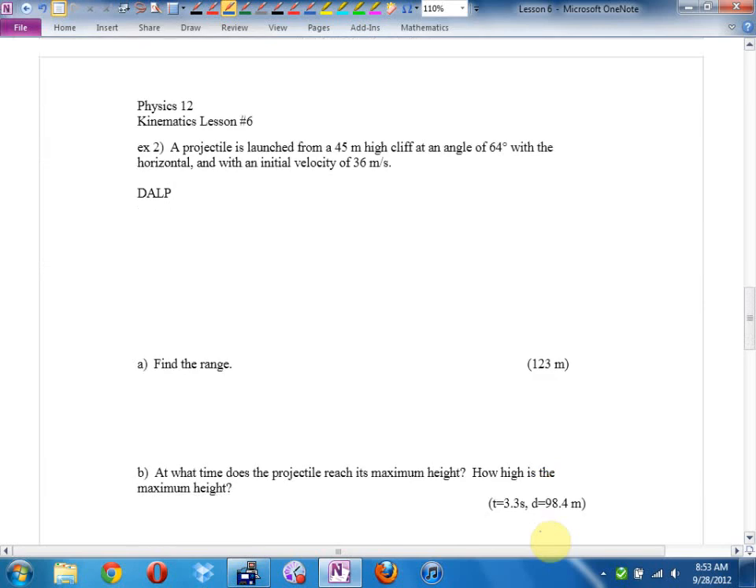What I would like you to do is example 2. Example 2 is cliff at an angle. This is physics 12. A projectile is launched from a 45-meter high cliff at an angle of 64 degrees with the horizontal and initial velocity of 36 meters per second. I better draw a little picture. Here's my cliff. Here's my projectile. This angle here is 64 degrees, 36 meters per second, and my height is 45 meters.